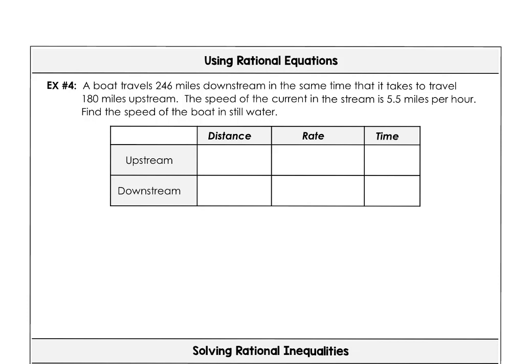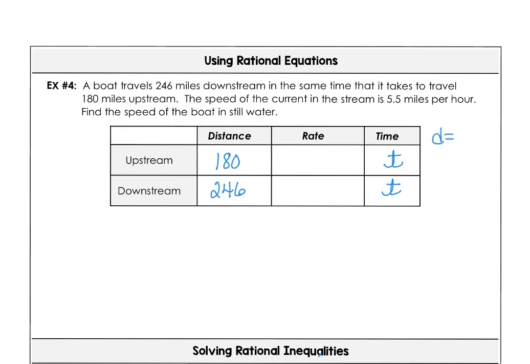If a boat travels 246 miles downstream in the same time that it takes to travel 180 miles upstream, the speed of the current in the stream is 5.5 miles per hour. We want to find the speed of the boat in still water. So filling out the table, the distance upstream was 180 miles. The distance downstream was 246 miles. They're going the same amount of time, so time is equal.